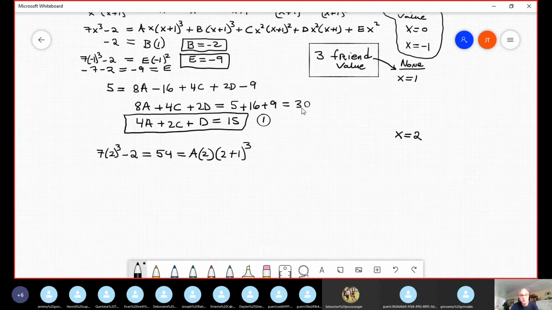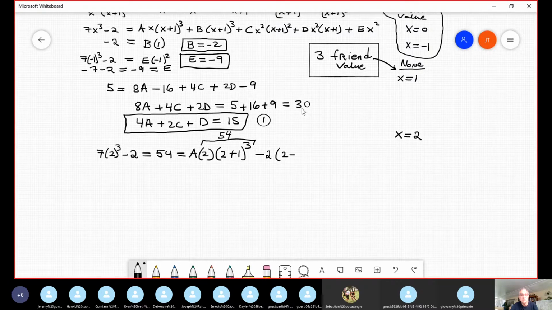2 plus 1 is 3, 3 cubed is 27, and 27 times 2 is 54. Again, it's 54, it's a coincidence. Do you see this 54? And this is 54. Correct? Yes, sir. Plus B, but B I know. B I know is minus 2.